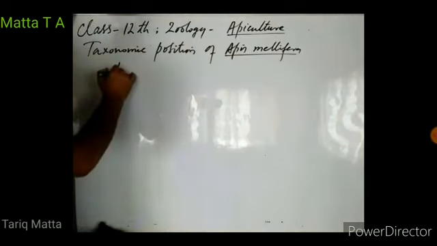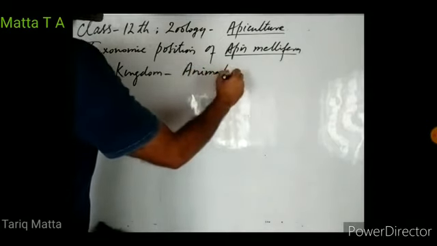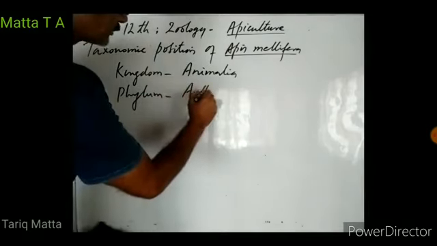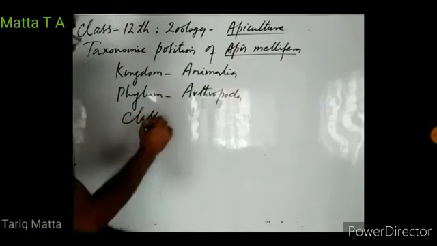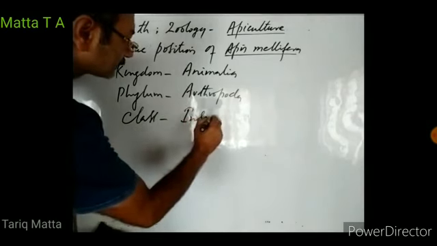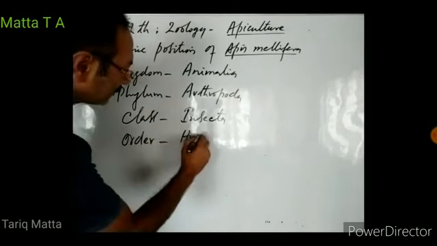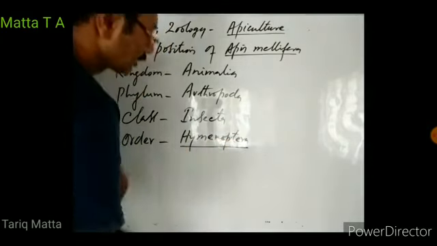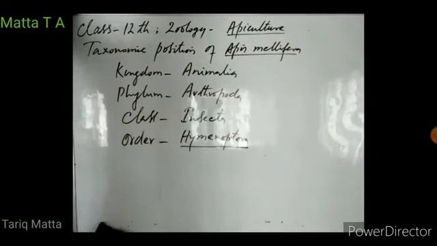This Apis mellifera belongs to kingdom Animalia, phylum Arthropoda, class Insecta. They are the insects. Order Hymenoptera: ants, bees, and wasps fall in order Hymenoptera.